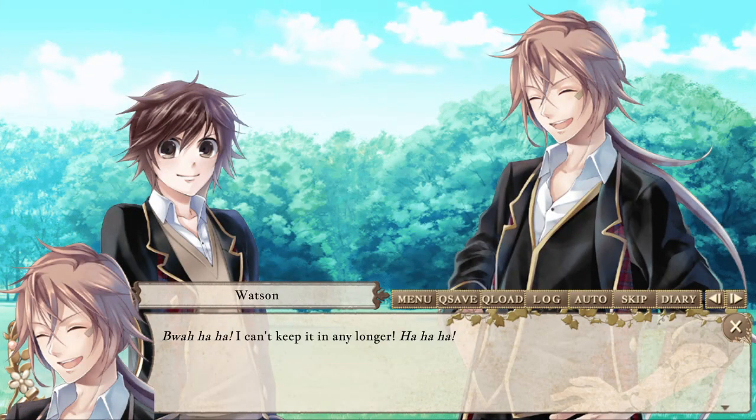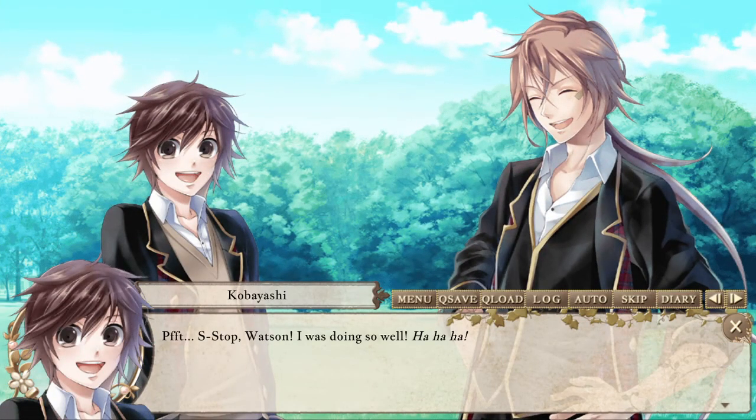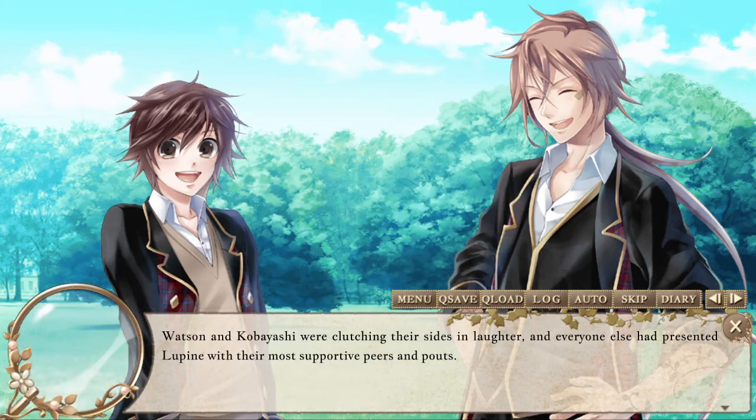I can't keep it in any longer. Stop, Watson! I was doing so well! Watson and Kobayashi were clutching their sides in laughter, and everyone else had presented Lupin with their most supportive smiles and pouts.